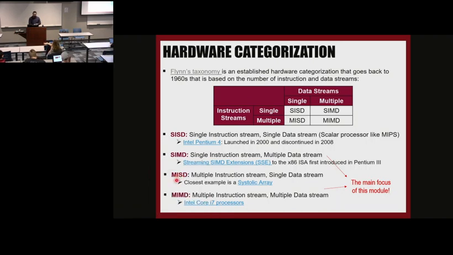I used to work on these topics. That was for a NASA project, but we're not going to talk about it now. It's a little bit more advanced. And single instruction, single data, we already talked about it. This is the typical MIPS processor that we covered.